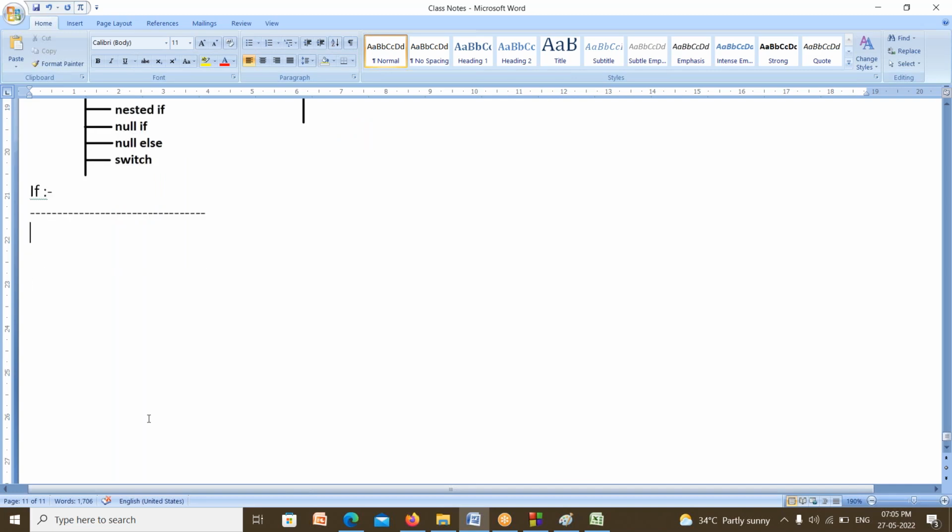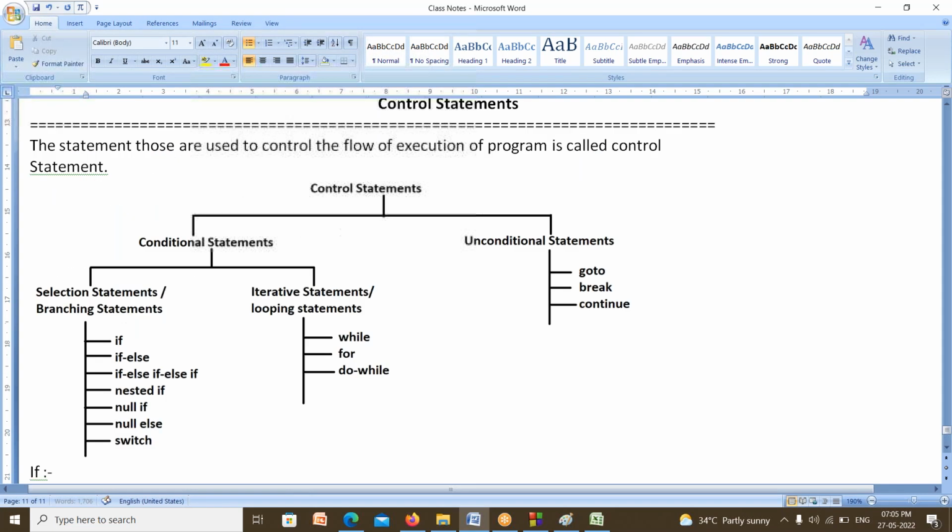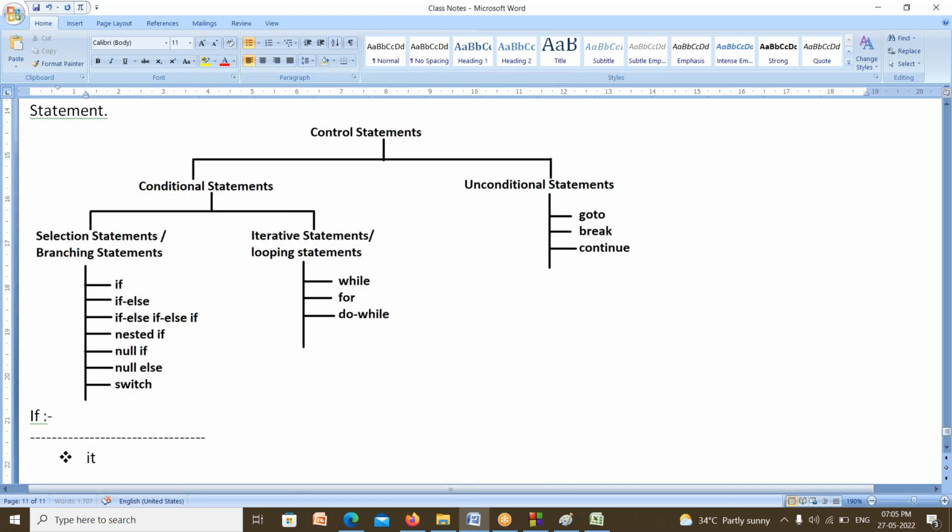In the same manner, if we want to perform a task based upon a given condition, then we have to use the if condition. Now, what is if? If is a control statement, no? It controls the program. Is it conditional or unconditional? If is conditional, so it is a conditional statement.